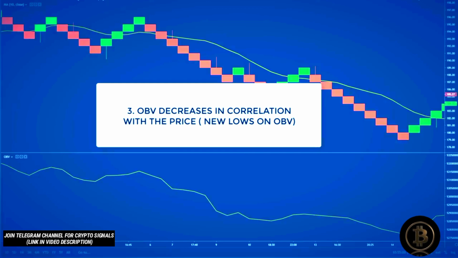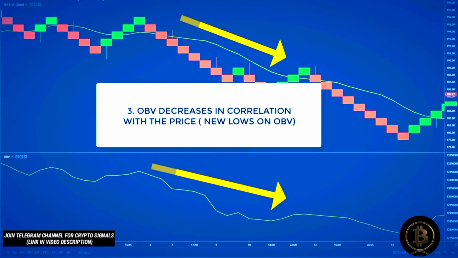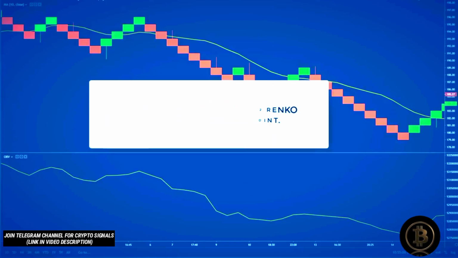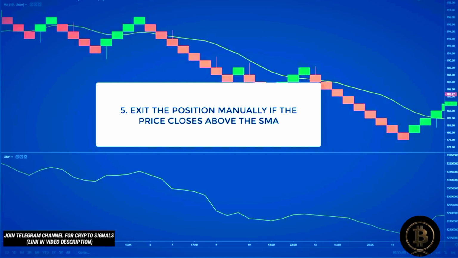We look for a new low in the OBV, which indicates that the sellers are stronger than buyers and the price is likely to decrease. When OBV decreases in correlation with the price, the downward trend is confirmed. Stop loss will be placed 2 Renko bars above the entry point. We can exit the position manually if the price increases above the simple moving average.